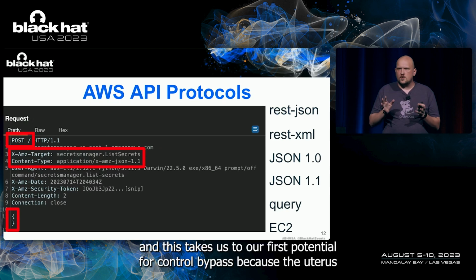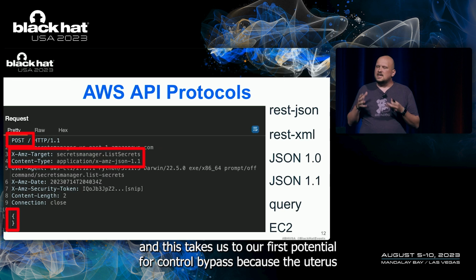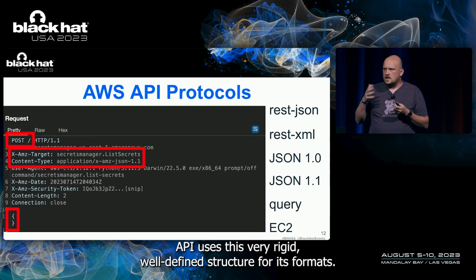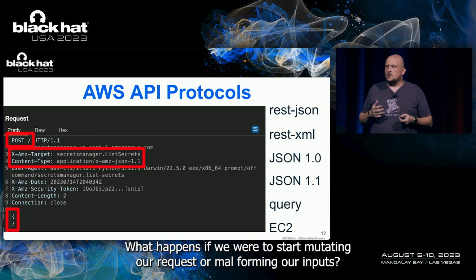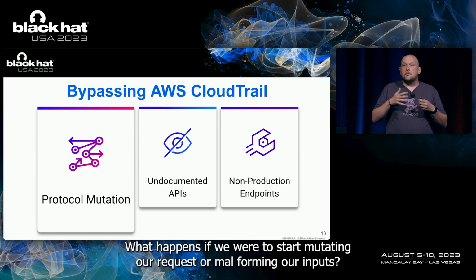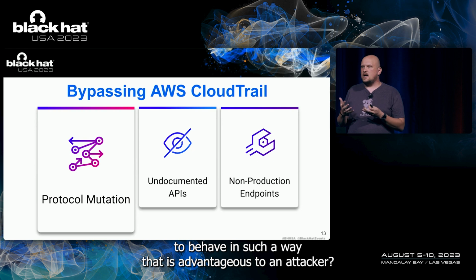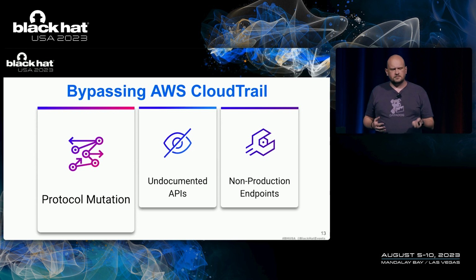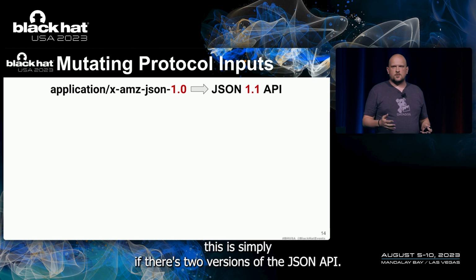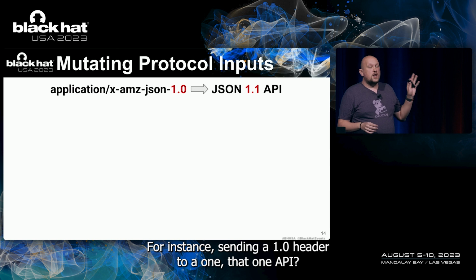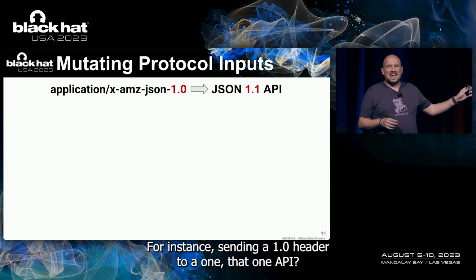And this takes us to our first potential for CloudTrail bypass. Because the AWS API uses this very rigid, well-defined structure for its formats, what happens if we were to start mutating our request or malforming our inputs? Could we cause the AWS API to behave in such a way that is advantageous to an attacker? Well, an interesting place to get started with this is simply, if there's 2 versions of the JSON API, what happens if I send the wrong version to a particular API endpoint? For instance, sending a 1.0 header to a 1.1 API.